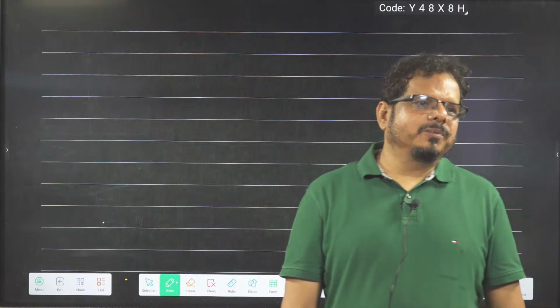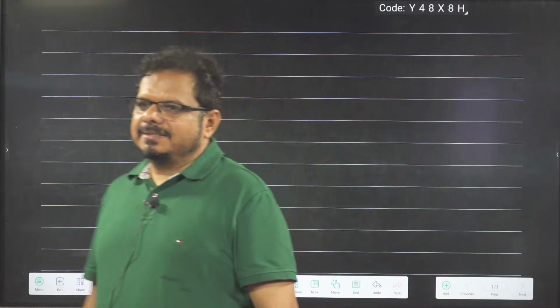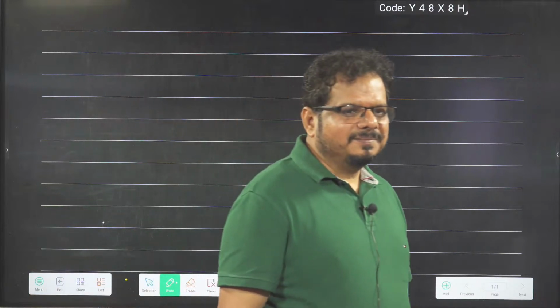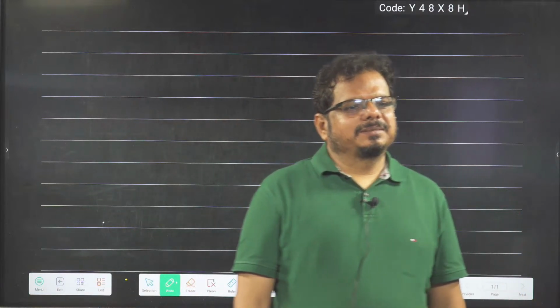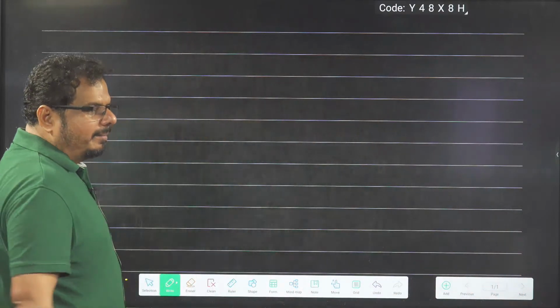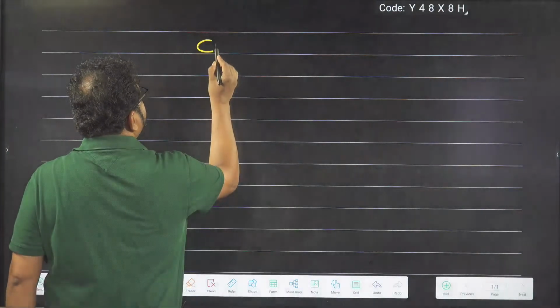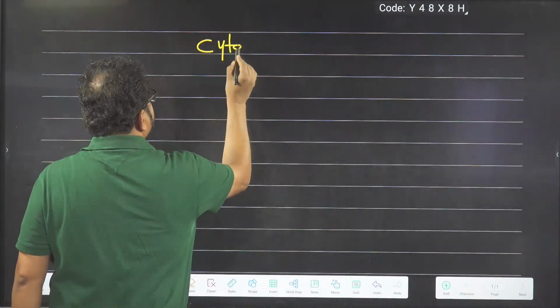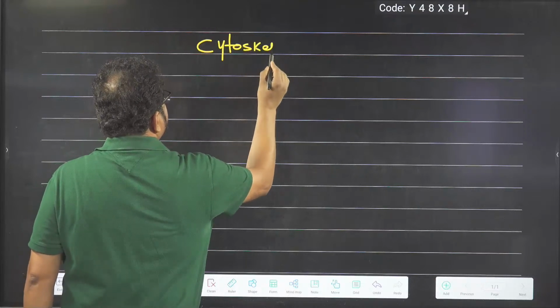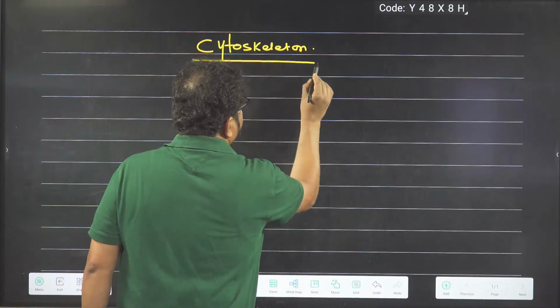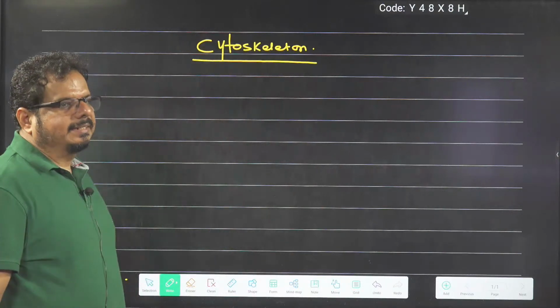So, up to where we discussed in the last class? Ribosome we discussed. Okay, good. So today we are starting with cytoskeleton.